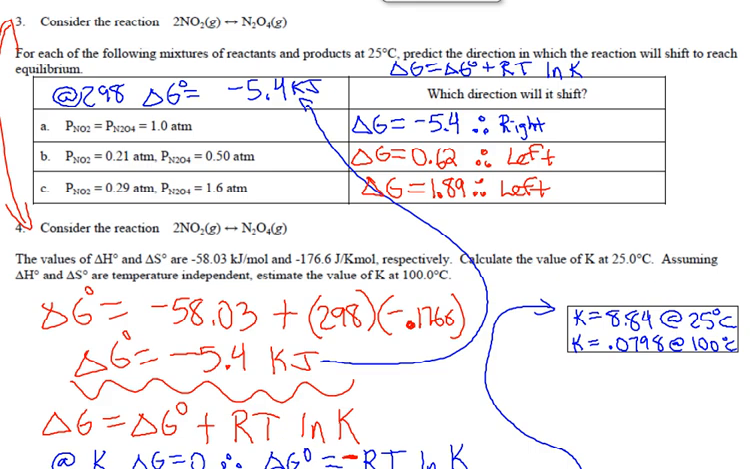I feel like questions three and four are in reverse order. Let's do four first, and we'll come back and hit three. Number four is by far the hardest question in the entire chapter we've done so far.